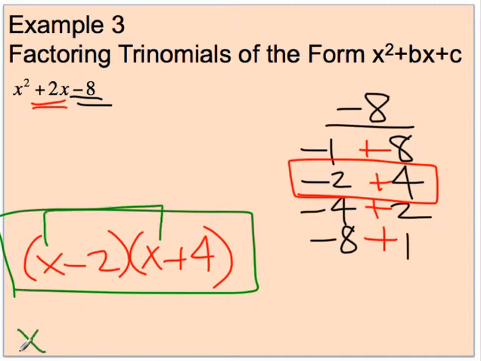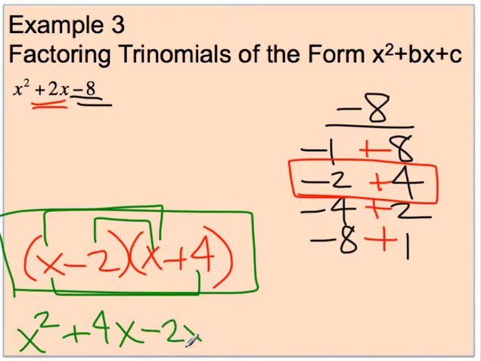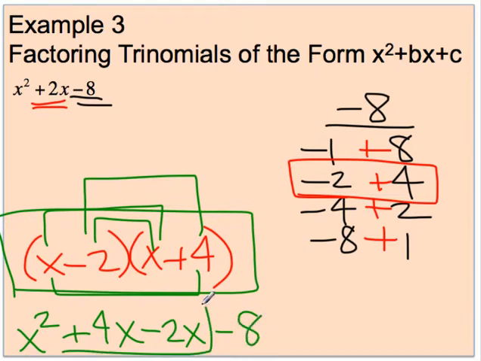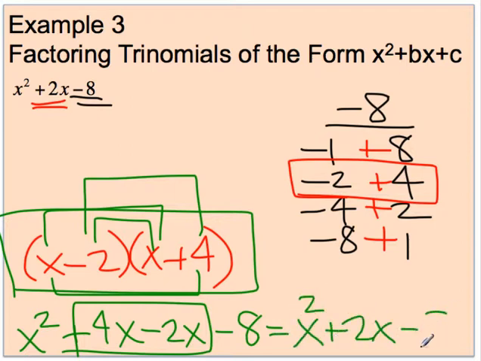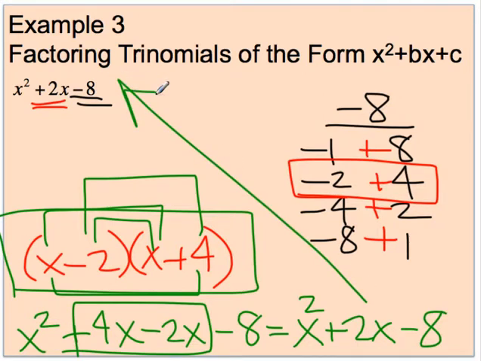If I FOIL, I get x squared. Outer times outer gives me plus 4x. Inner times inner gives me minus 2x. And last times last gives me -8. Combining these like terms in the middle gives me x squared plus 2x minus 8. If when I FOIL, I get back to the question, I know that my answer is correct.